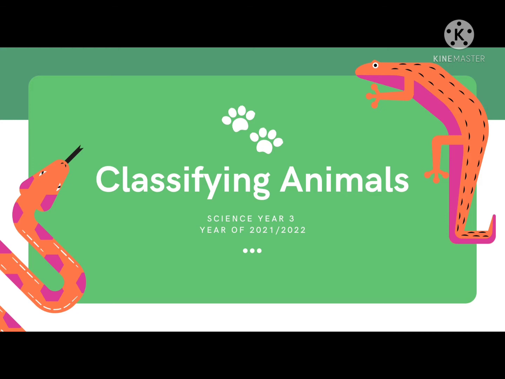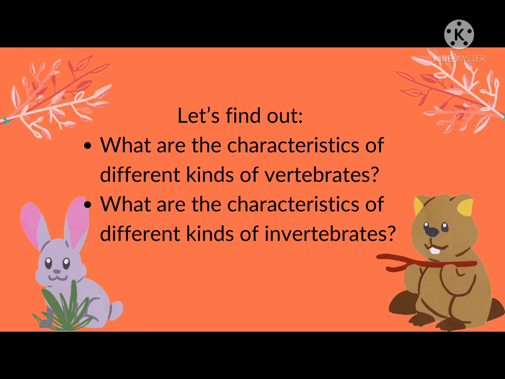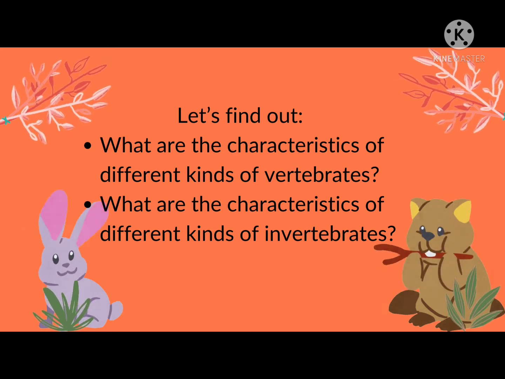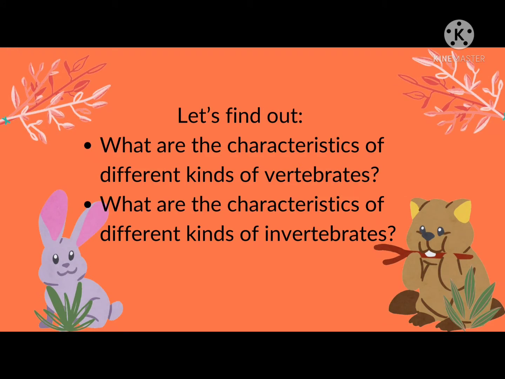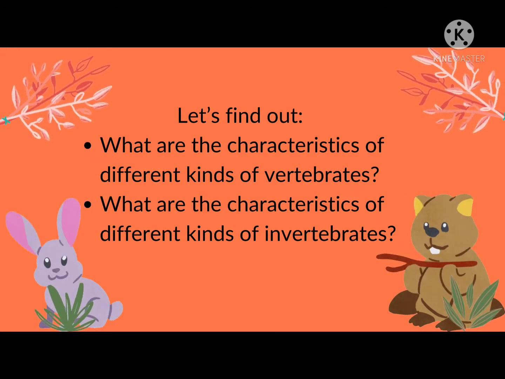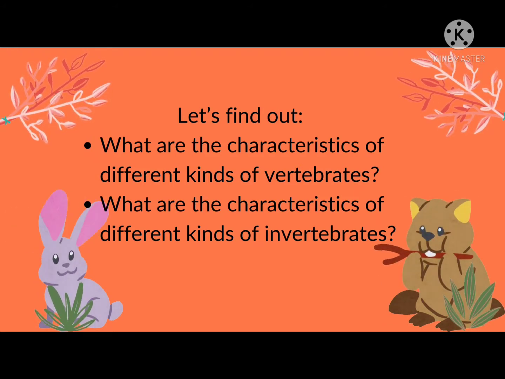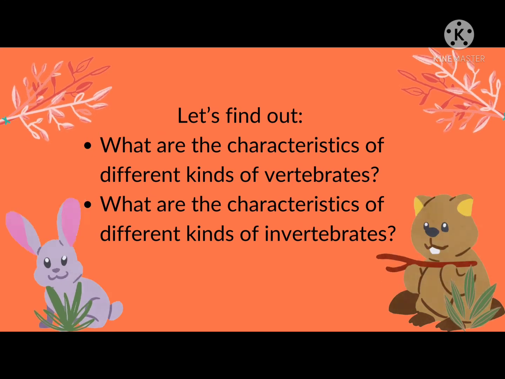Animals have different body coverings. Some have fur or hair, others have scales or feathers. Let's find out what are the characteristics of different kinds of vertebrates. What are the characteristics of different kinds of invertebrates?